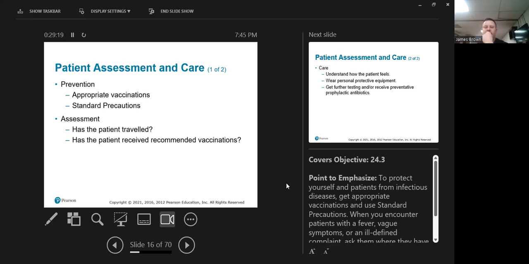We want to make sure the patient is going to most likely prevent most of these just through the appropriate vaccinations and standard precautions. This is how we're also going to try to prevent ourselves from acquiring these communicable diseases while we're dealing with these particular patients. And then particular questions: has the patient traveled, and has the patient received recommended vaccinations?